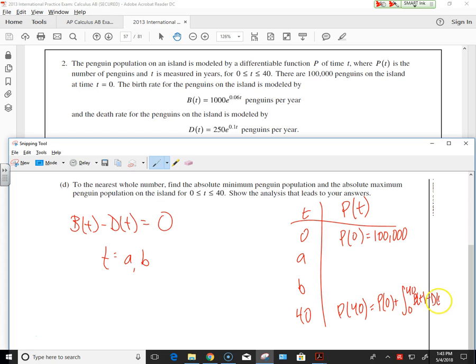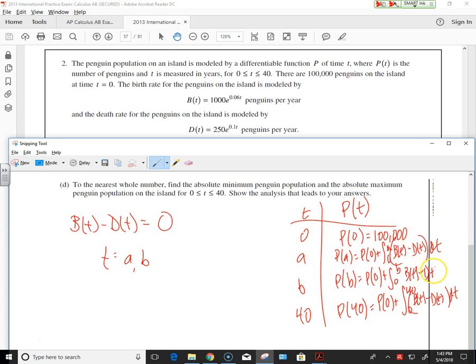It's D of T. Yeah. You're doing a little integration as net change. How are you going to find P of A? Well, P of A is equal to P of 0 plus the integral from 0 to A of B of T minus D of T. You have to do these little integrations and net changes, and then what are you going to do? The highest one wins the absolute max, and the lowest one wins the absolute min.